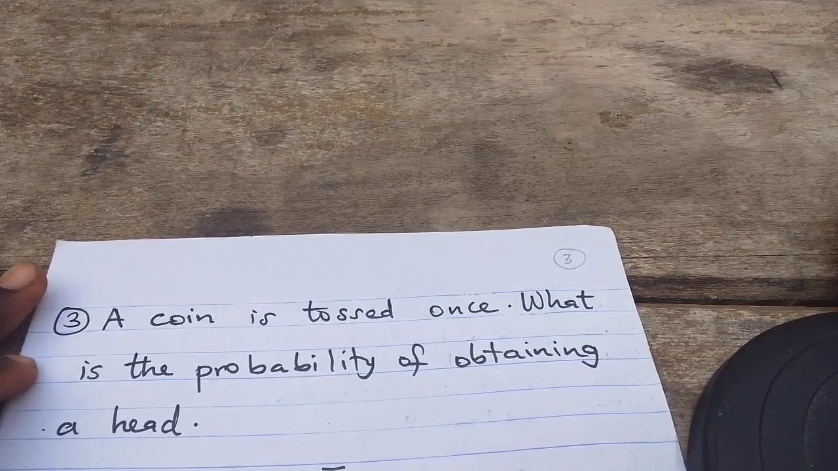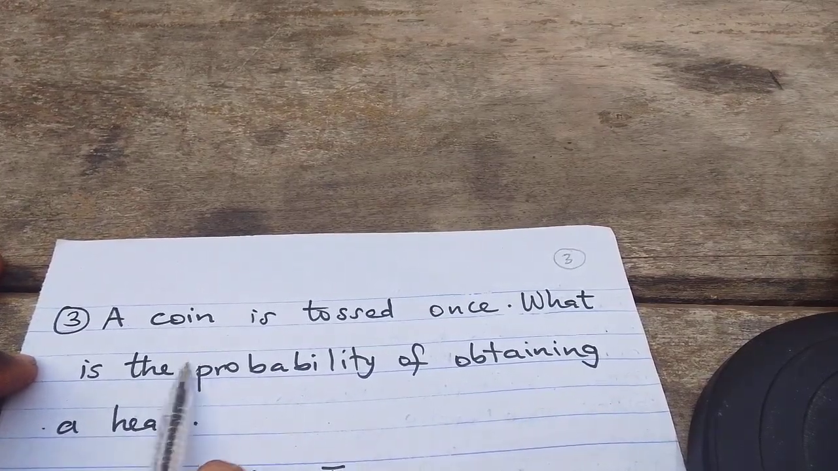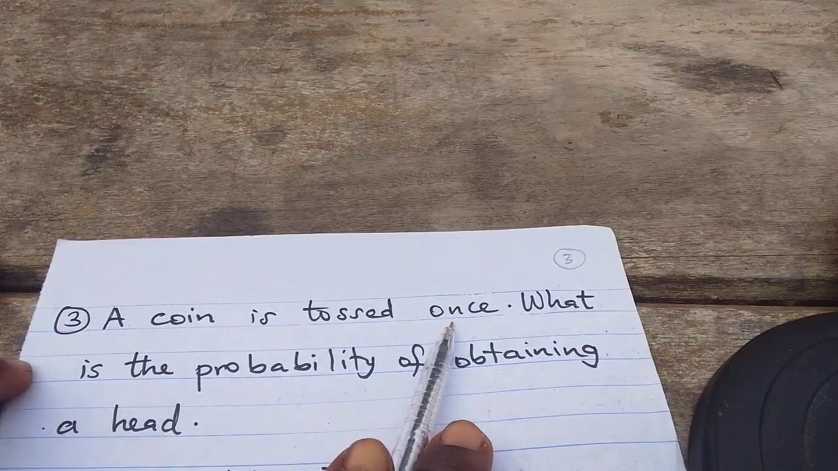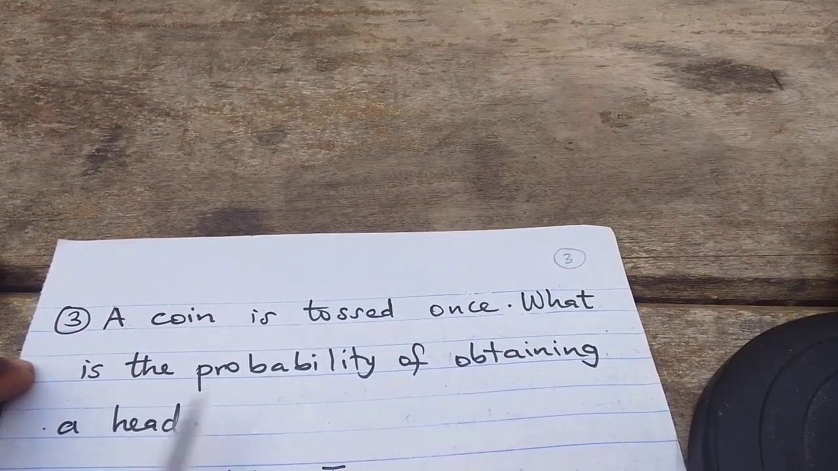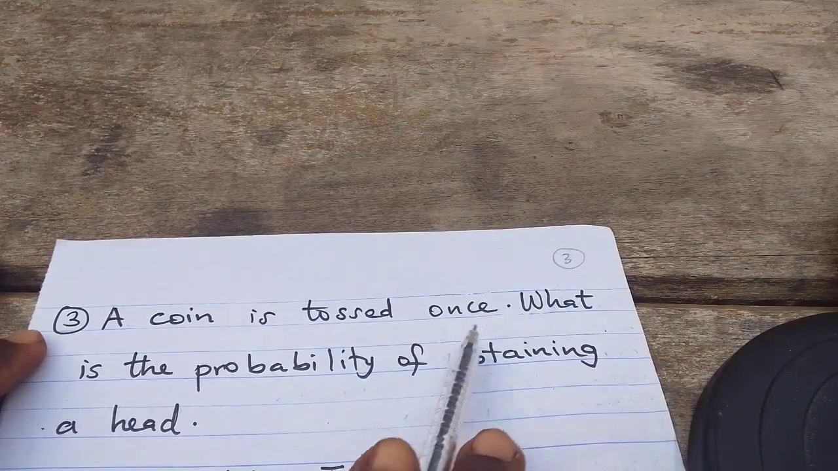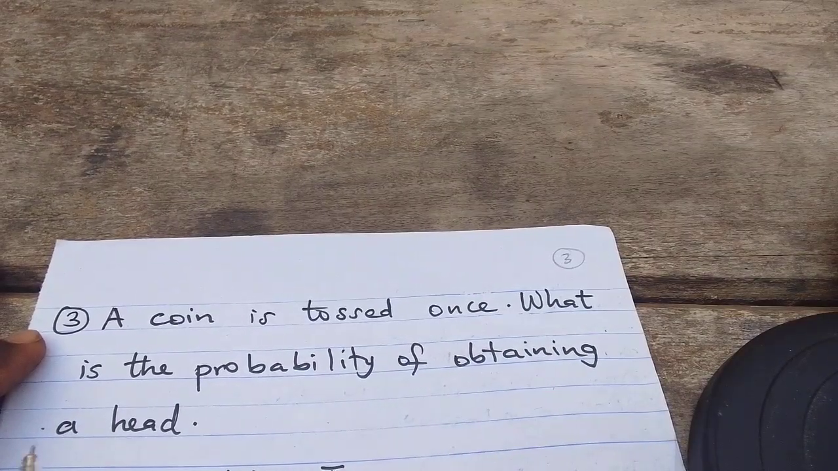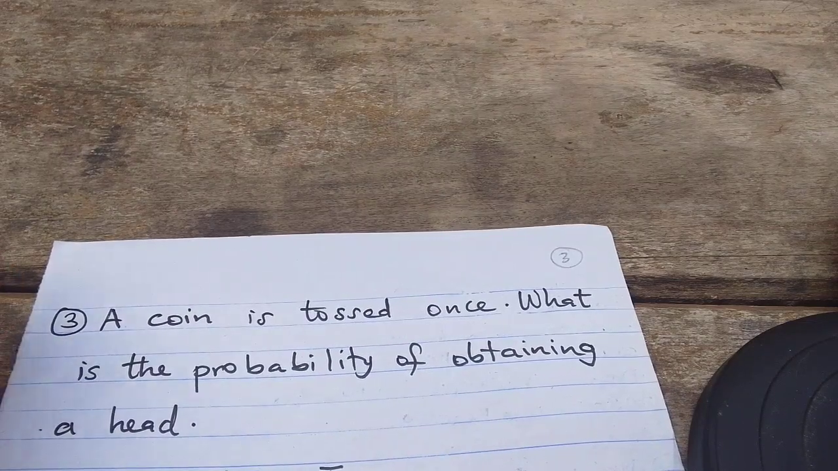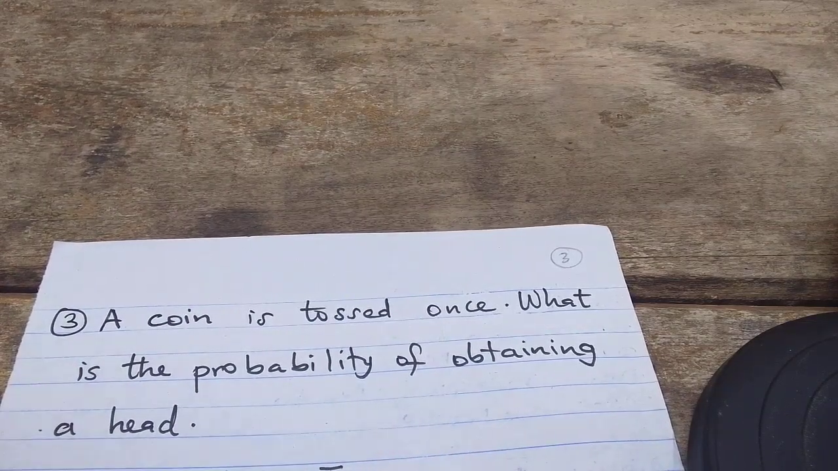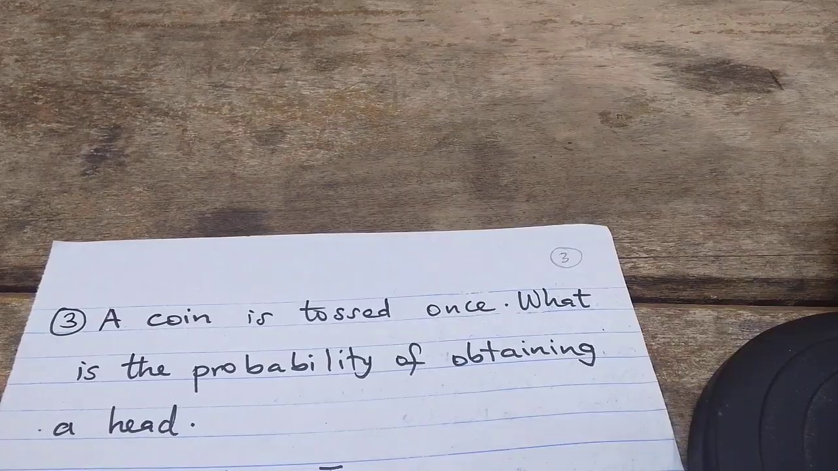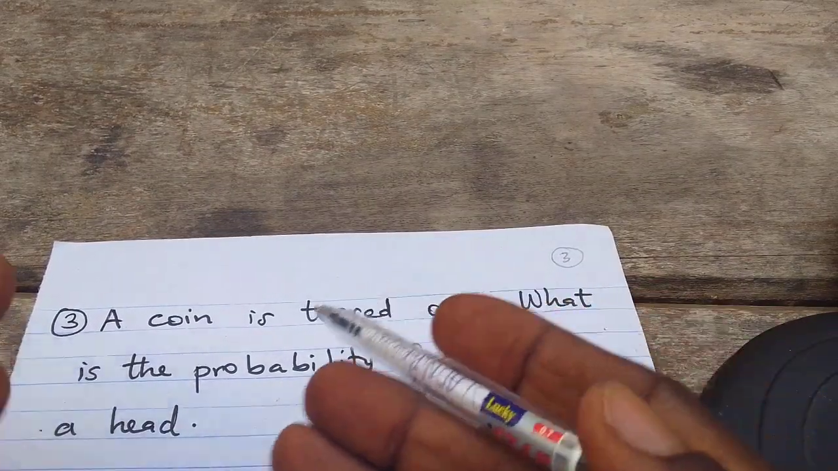Let's consider another example. A coin is tossed once. What is the probability of obtaining a head? A coin has a front and a back. A coin is a piece of metal like this that has the head, the front, and the back.